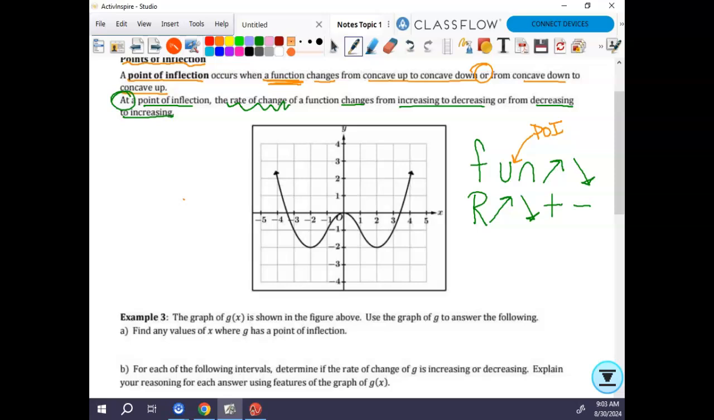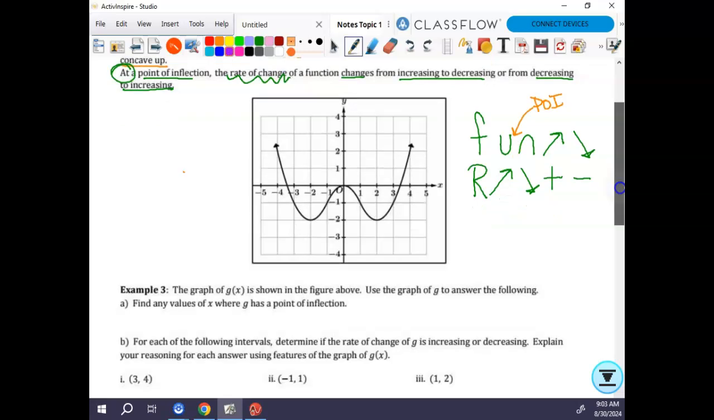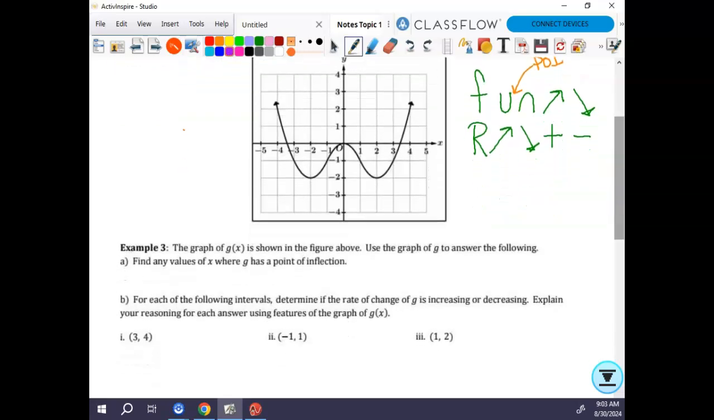All right, so let's see what this says. This says the graph of g of x is shown in the figure above. Use the graph of g to answer the following questions. Find any values of x where g has a point of inflection. Now, I'm going to put a little star here because technically we're guessing. And you're not going to be asked to guess on the actual exam. We're guessing right now just so we can learn what this is.